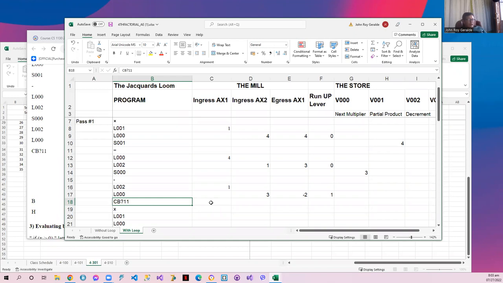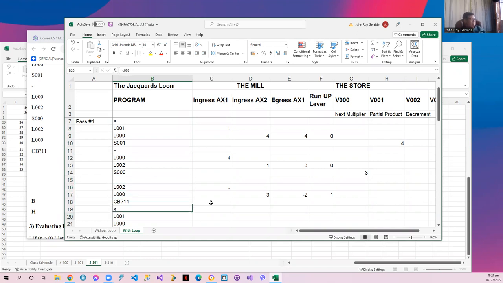Backwards. Why? Because the run-up lever is 1. How many steps backwards? It's indicated to be 11, okay? So we count. 1, 2, 3, 4, 5, 6, 7, 8, 9, 10, 11. So we go back at this point. That's why we need a minus here, no?